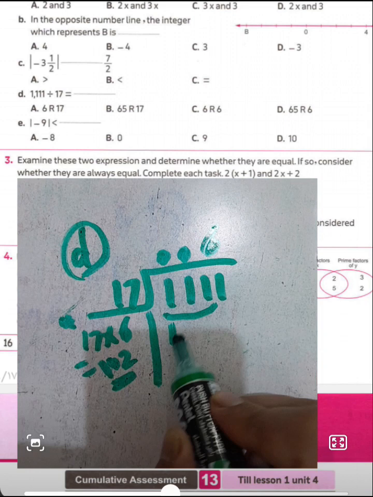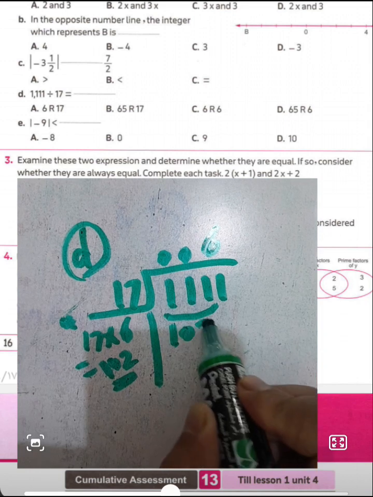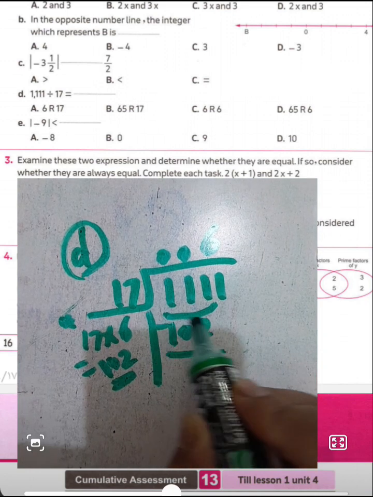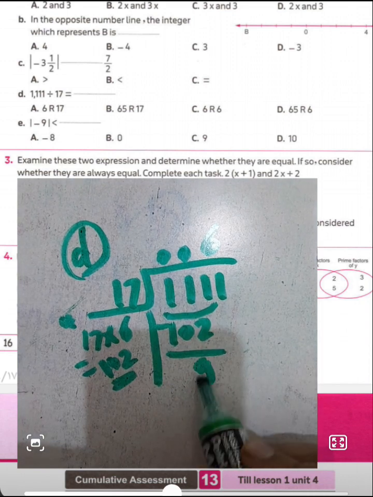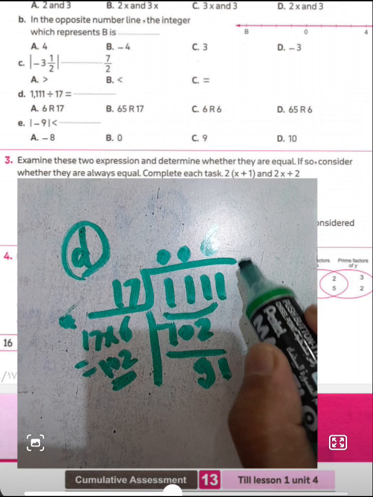1 times 7 equals 7. 1 times 6 equals 6, plus 4 equals 10. Then the result will be 102. 102 is less than 111, so we can write 6 in the quotient. And 102 subtracted from 111, the difference between them equals 9. And then drop 1 behind the 9.